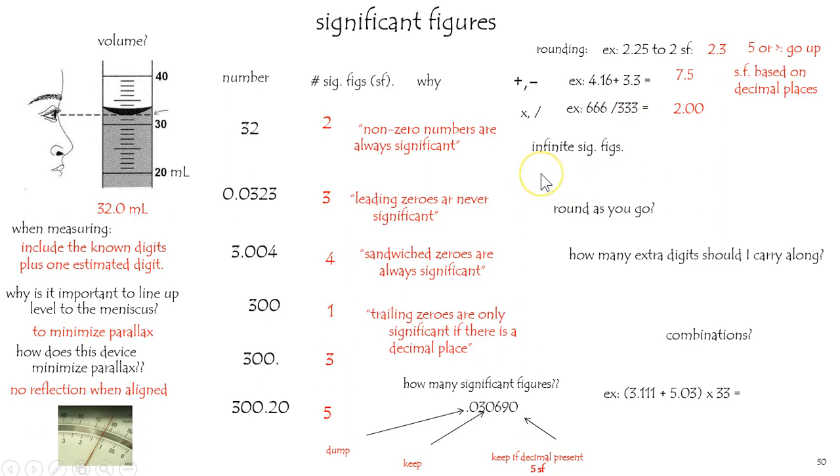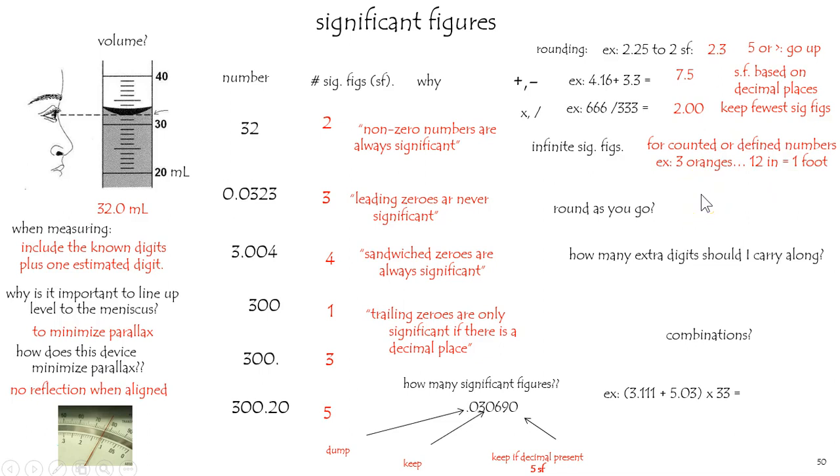Some numbers have infinite significant figures, and those would be simple small numbers that are counted. If somebody said they counted 12 cows, that's exactly 12 cows, or 3 oranges. Also exact relationships. 12 inches is exactly a foot. That 1 has infinite significant figures, as does that 12.